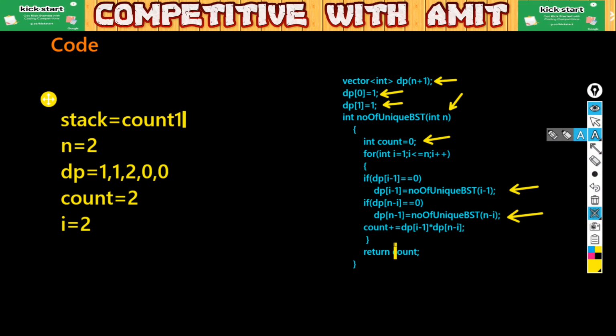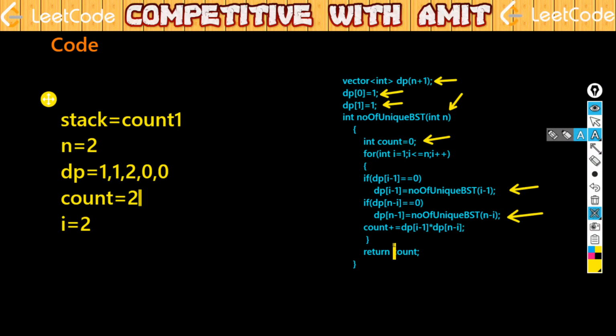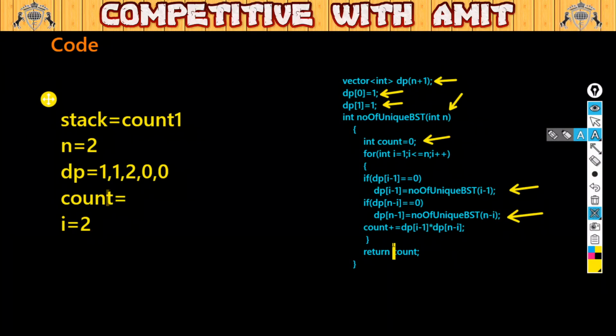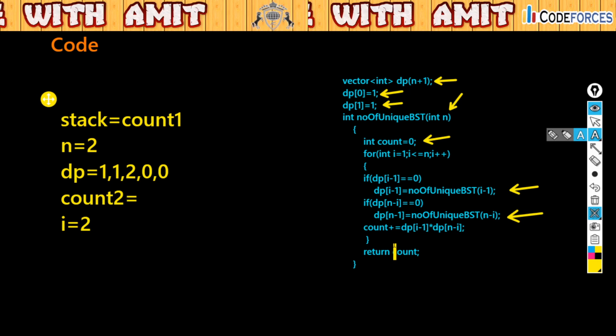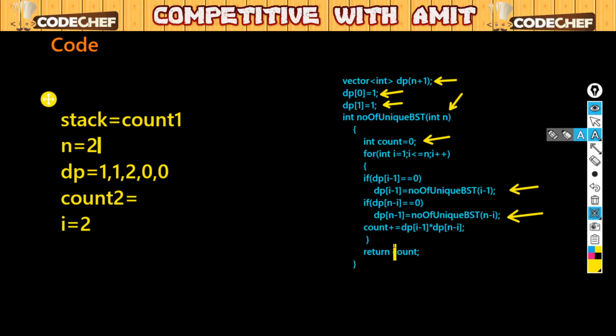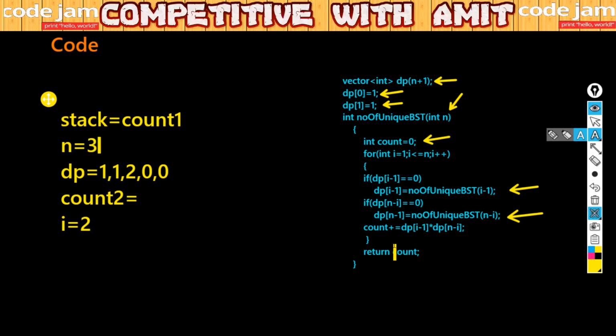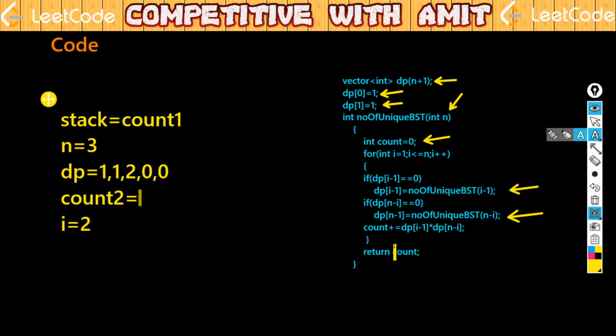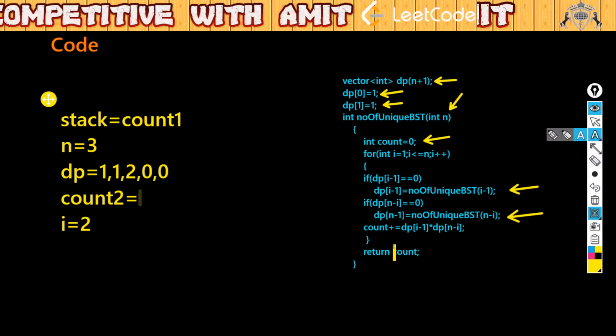So now what will happen? The previous count, count 2, count 1 will be there for n equals 3. Sorry, n equals 4. So we are executing the loop for n equals 3. Now we will check for n equals 3. So count is here 2, so we are considering the count 2.